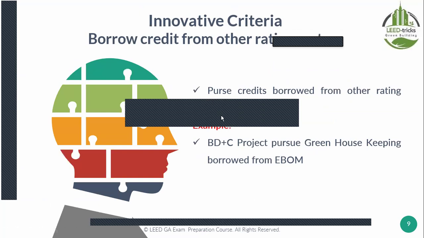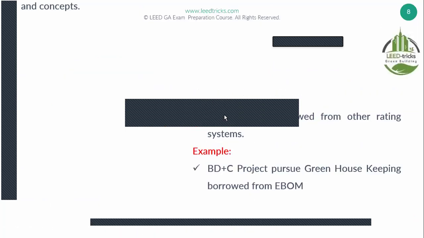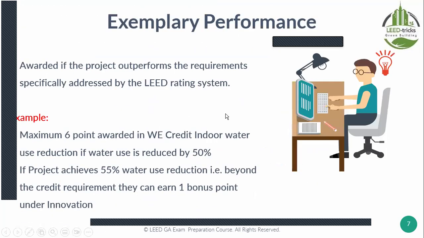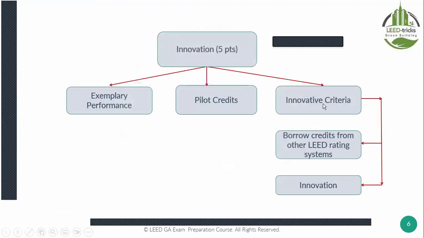Innovation, or the third option, innovative criteria. Let's see, where is innovative criteria? I'll go back again. Innovative criteria include borrowing credits from other LEED rating systems, or innovation. So don't be confused: innovation, innovative. Under this criteria, you can borrow credits from other LEED rating systems, or innovation.